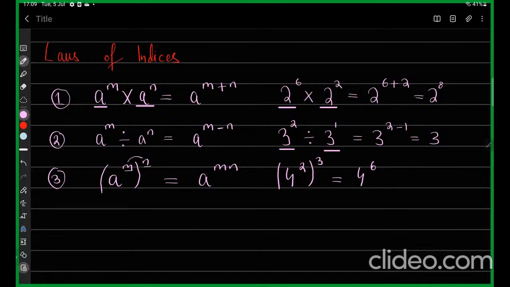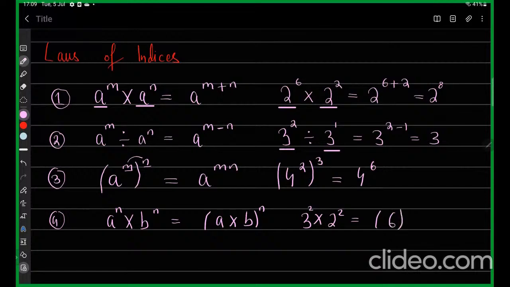multiplied. Let's talk about the fourth one. The fourth one says A multiplied by B, and it's A power n and B power n. This time around the bases are different, but the powers are same. A and B are two different numbers, but the power is n. So when we multiply them, we would get A multiplied by B whole power n. For example, if you have 3 squared multiplied by 2 squared, the two bases are different. So it would be 3 multiplied by 2, that is 6, and we would just write it with the power 2. So this was the fourth rule.